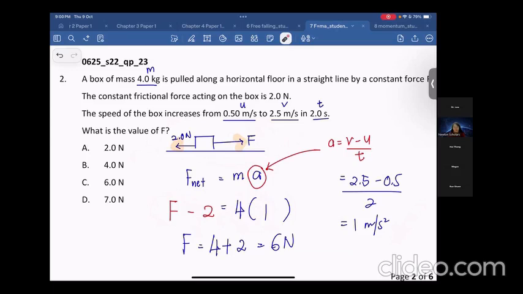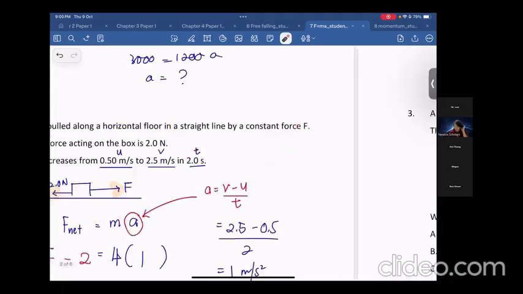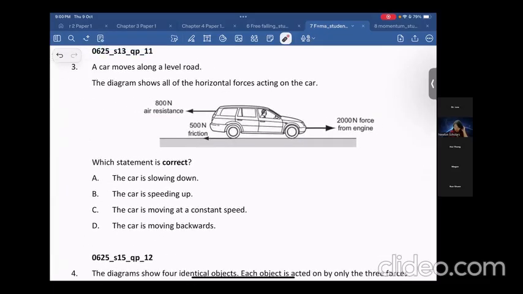Is it okay? Correct. Then we go to your page number 3. That is all showing the horizontal forces acting on the car. Which statement is correct? Read it and then tell me.